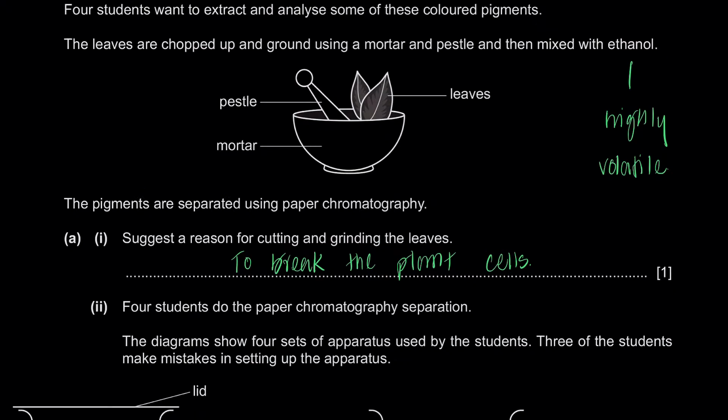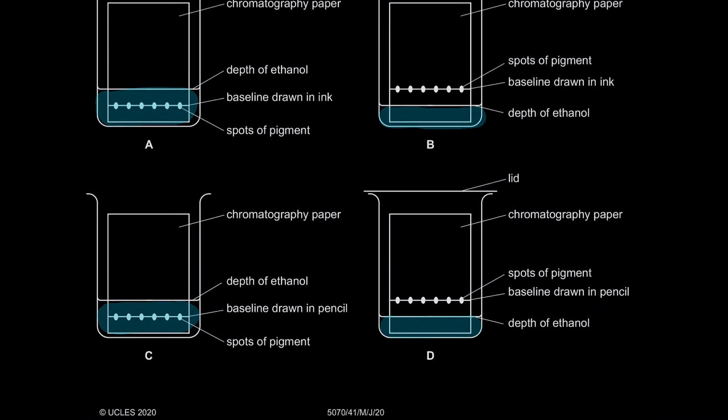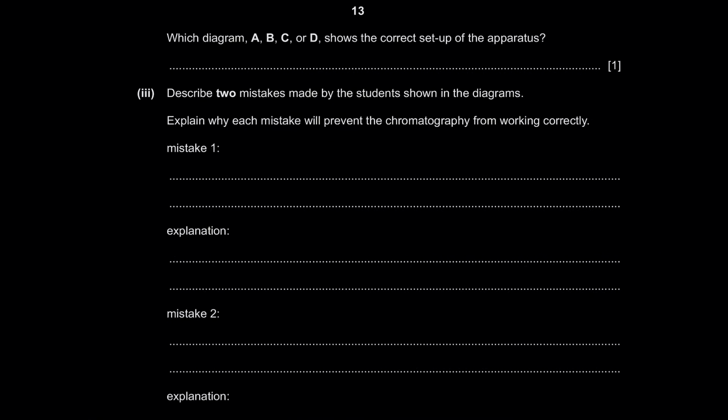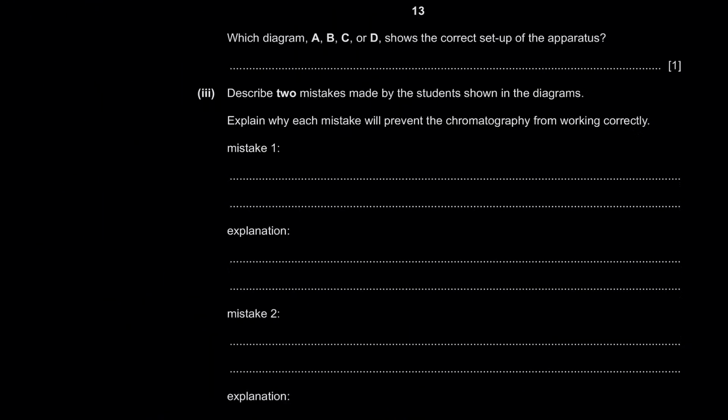We need the lid to hang the... not necessarily, I've seen them use pencil to hold it in place, right? I think ethanol is volatile, that's why they have a lid. Which diagram, A, B, C, D? I like D, I think. D is the one? Yeah, D.